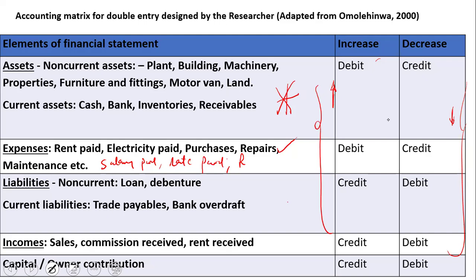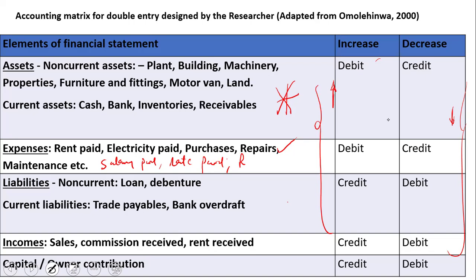Now, when we move to the other point, when we talk about expenses: when expenses are increasing, the rule says we debit. But when expenses are reducing, the rule says we credit. Now you can see we are not using debit the receiver or credit the giver. So those are the things that we need to put at the back of our mind.